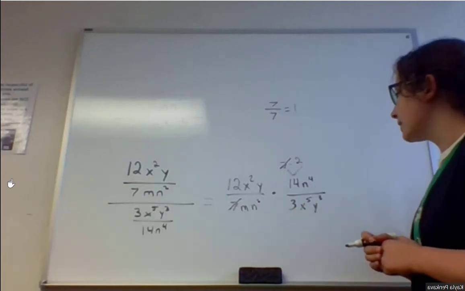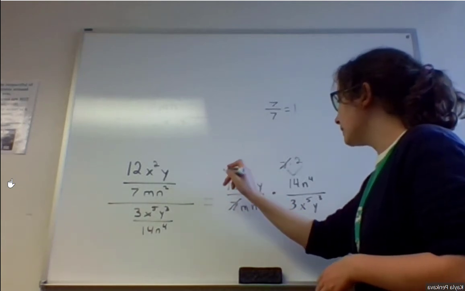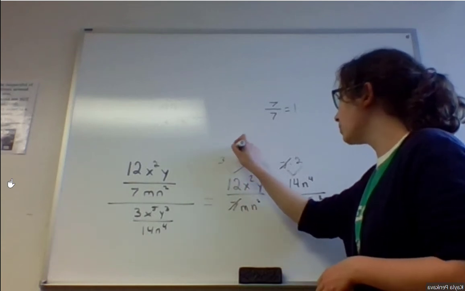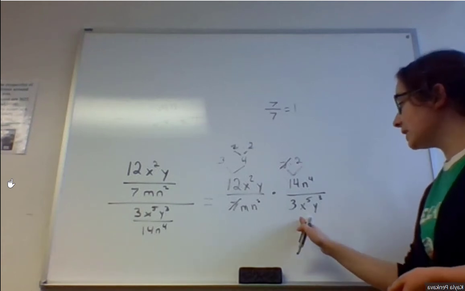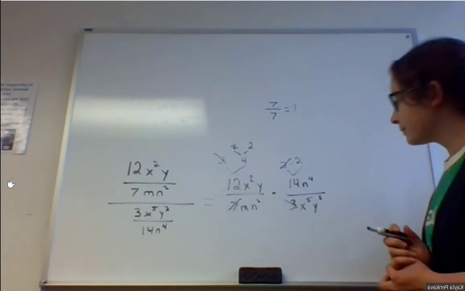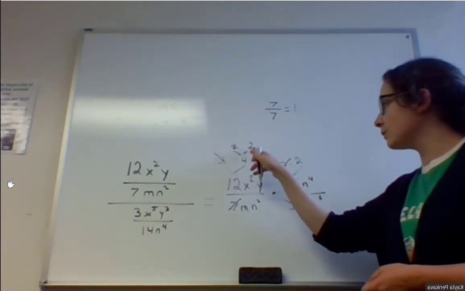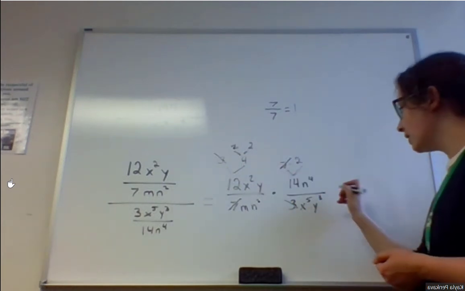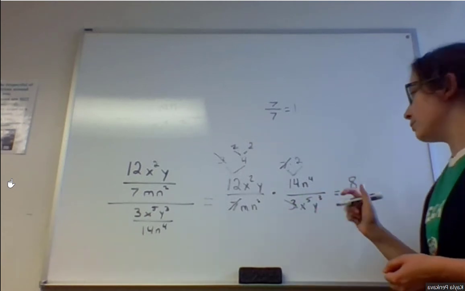The next thing that we want to do is split up 12 into its parts. So 12 is 3 times 4, and 4 is 2 times 2. So we have a 3 on top and bottom, so the 3's can cancel out. And on top now, we're left with 2 times 2 times 2 as the numbers that we have left. So we have an 8 on top and no number on bottom.